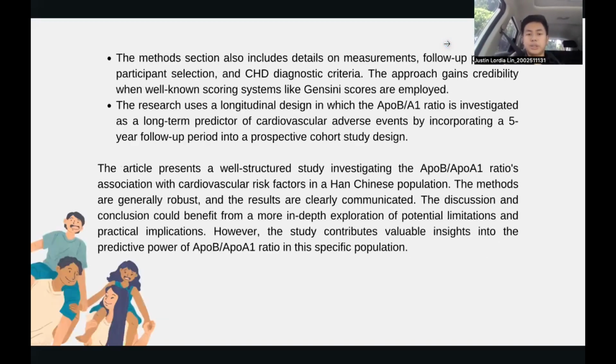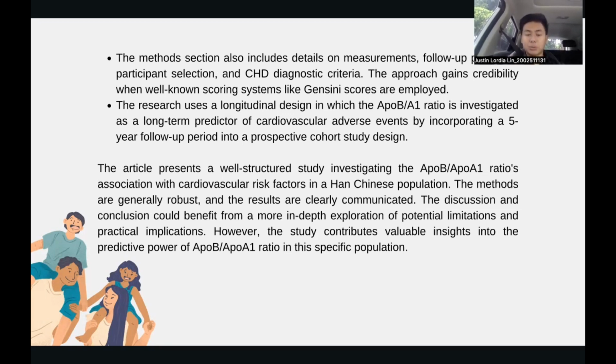The meta section also includes details on measurements, follow-up protocols, participant selection, and CHD diagnostic criteria. The approach gains credibility when well-known scoring systems like GenCNIC scores are employed. The research uses a longitudinal design in which the ApoB-A1 ratio is investigated as a long-term predictor of cardiovascular adverse events by incorporating a 5-year follow-up period into a prospective cohort study design.